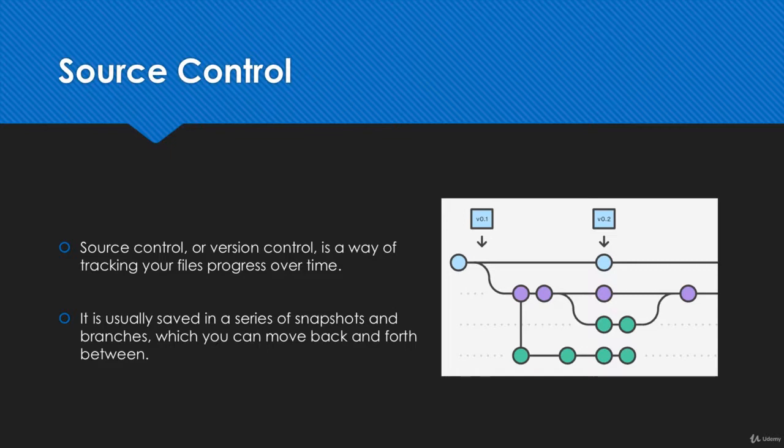So for example, if you want to go back in time and view your project, you can. So it's not just like you have one project, you work on it, and when you're finished, you can only view the finished product. What Git and what source control allows you to do is view how your project has progressed over time. So it's really useful.